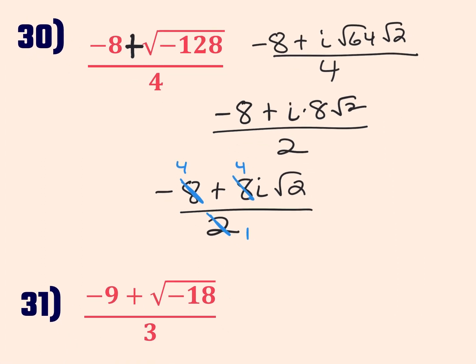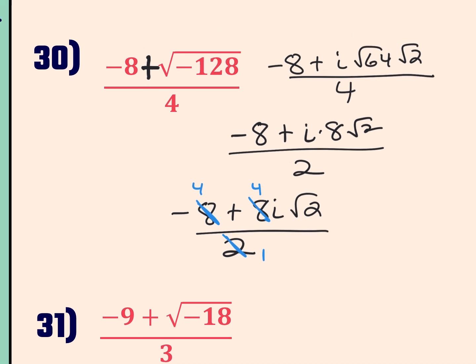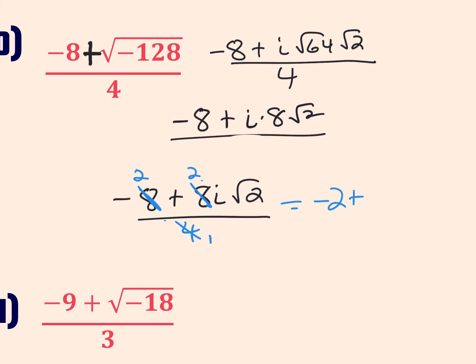And my final answer, did I do something wrong? It's over 4. It's over 4. Thank you. Why did I change that to a 2? Okay, this is 4. Thank you. There should be a 4. And these should be 2s. So now 8 divided by 4 is 2, both times, and then I get negative 2 plus or minus 2i radical 2. And that's your final answer there.